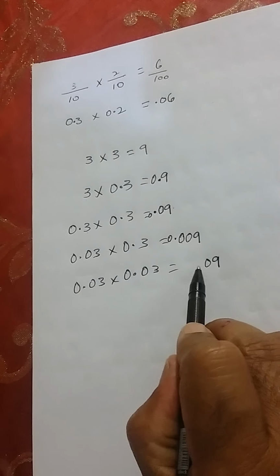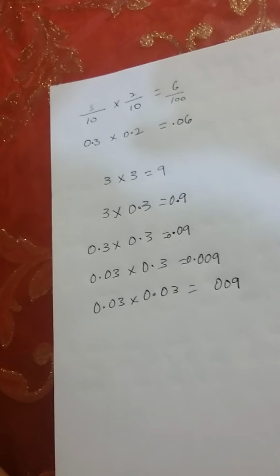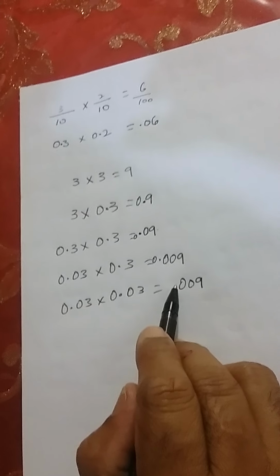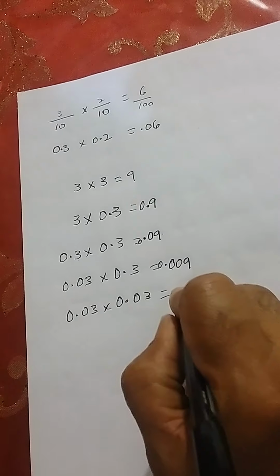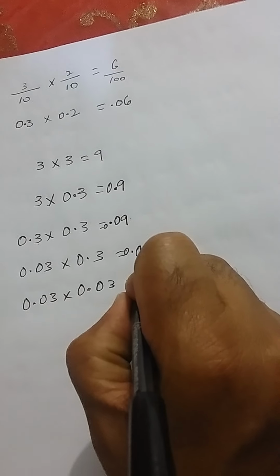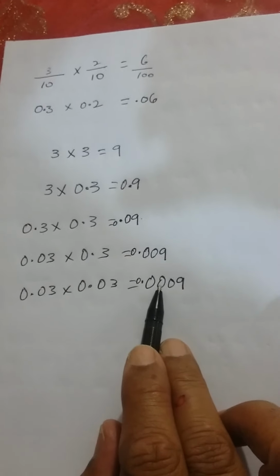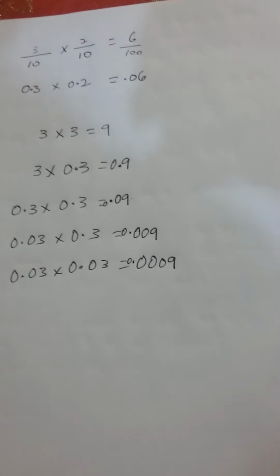Would that give me 4 digits? No, that will only give me 2. Will that give me 4 digits if I put a point here? No, that will give me 3. Would I get 4 digits now? Yeah. So my answer is 0.0009. So it's very, very simple.